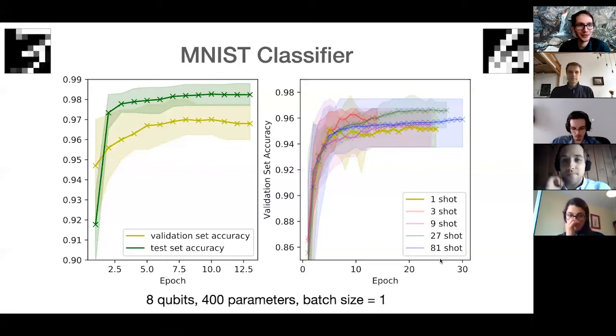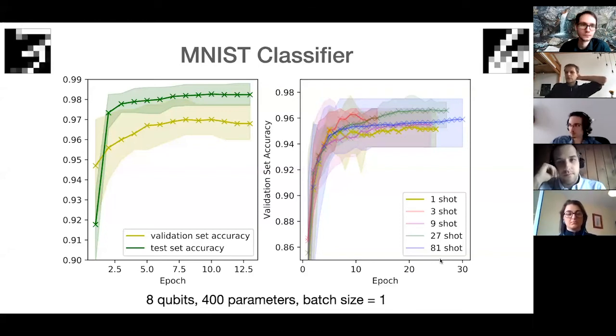And for how many pictures was that, more or less? I think the MNIST dataset contains something in the range of 1,000 or 10,000 images, and we used a subset of those. I think we used 200 for the training set and then 20 for the validation set. Okay, cool.